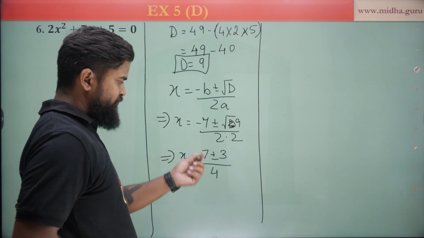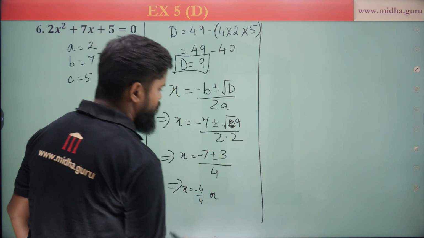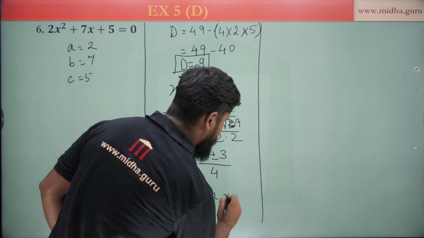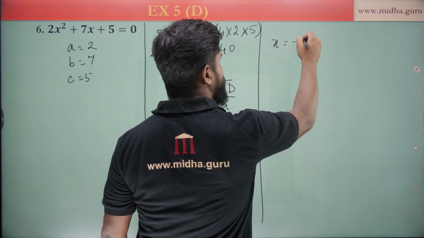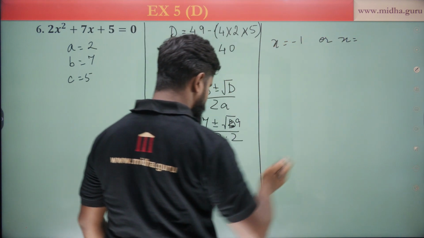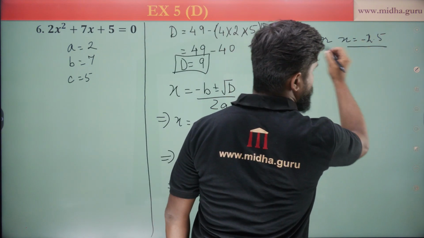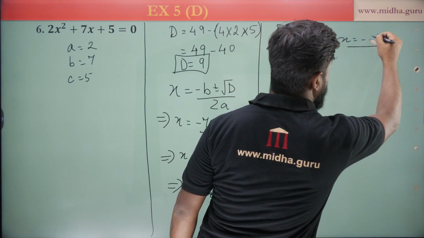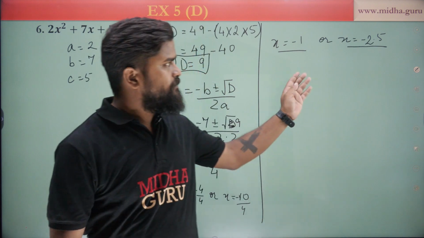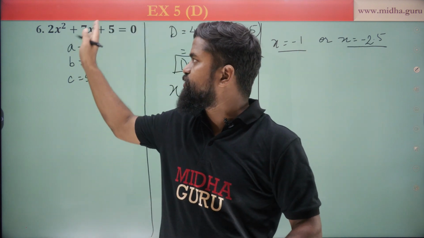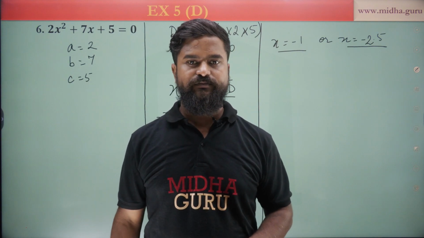So one value will be minus 7 plus 3, which will be x is equal to minus 4 by 4, or the other value is minus 7 minus 3, which will be minus 10, so minus 10 by 4. So x is equal to either minus 1 or x is equal to minus 2.5. Just correct that a little bit. So x is either equal to minus 1 or minus 2.5, and those are the solutions for the given quadratic equation. Now let's move on to the next problem.